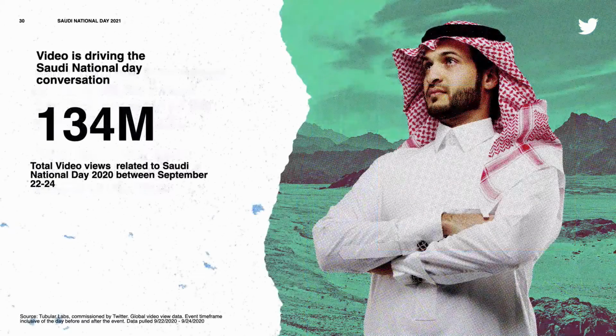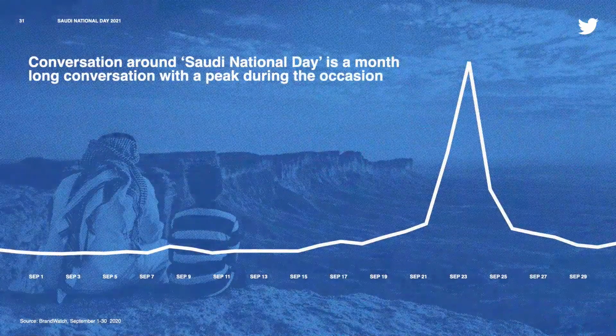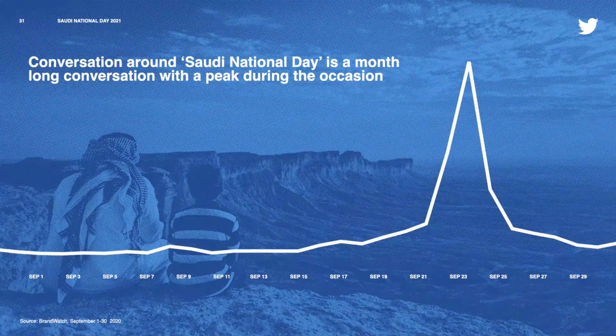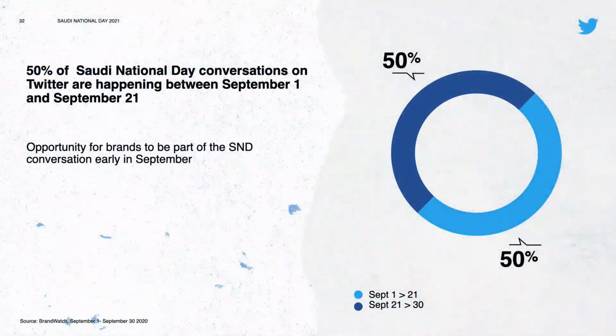Last year, we have seen 134 million video views in relation to Saudi National Day in just 2 days. The conversation around the same event has also peaked from September 21st to September 26th. However, the conversation window happens way before that. In fact, 50% of these conversations happen from the 1st of September, and the other 50% happen from September 21st till the end of the month.